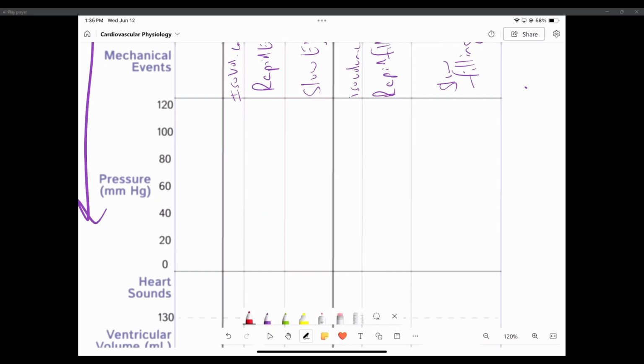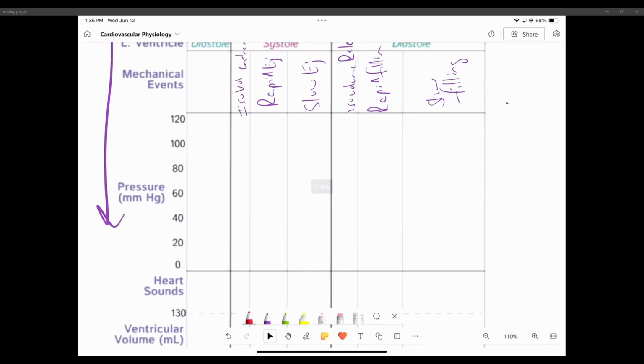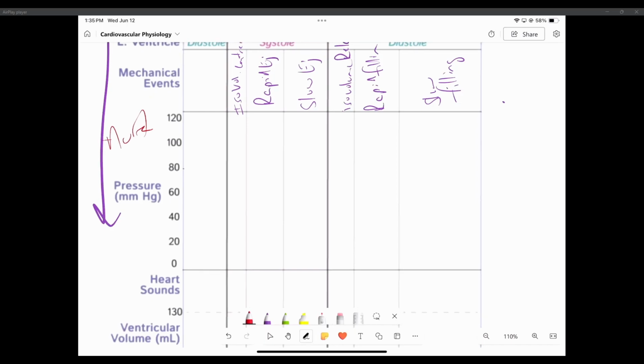Aortic pressure during diastole is normally about what? What's your normal diastolic blood pressure? That's systolic. What is the normal diastolic blood pressure? 80. So let's start with 80. And we're right out here. So aorta will be in red. Okay, aortic pressure is in red. During this phase, nothing's happening, nothing's going anywhere.